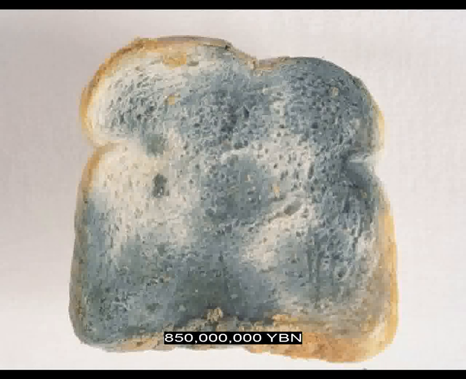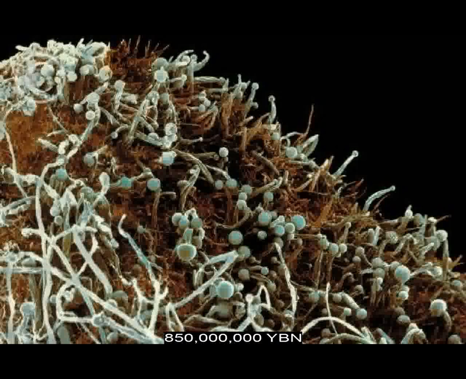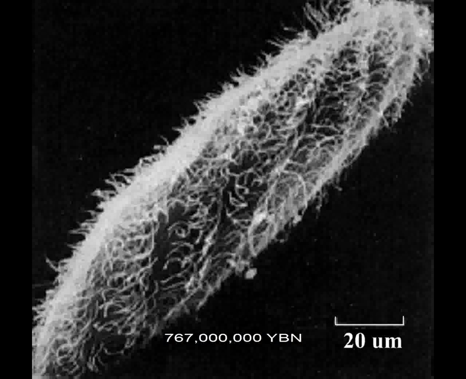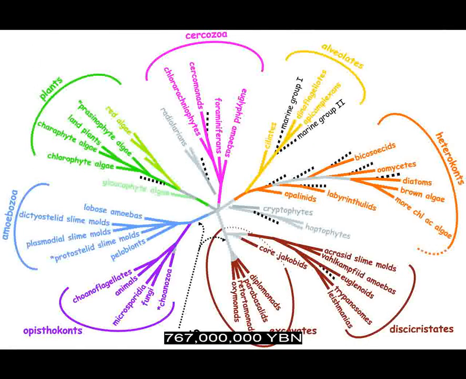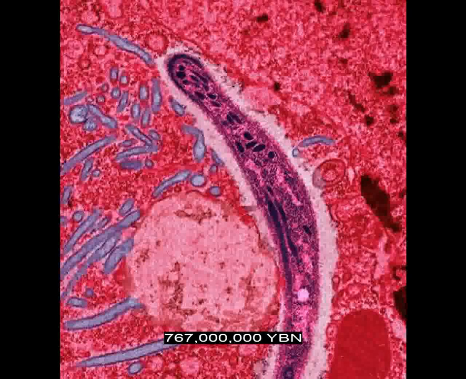The fungi Zygomycota evolves, ancestor of the bread molds and pin molds. The protist phylum Ciliophora evolves, the ciliates, ancestor of the paramecium. The protist phylum Apicomplexa evolves, includes malaria and toxoplasmosis.